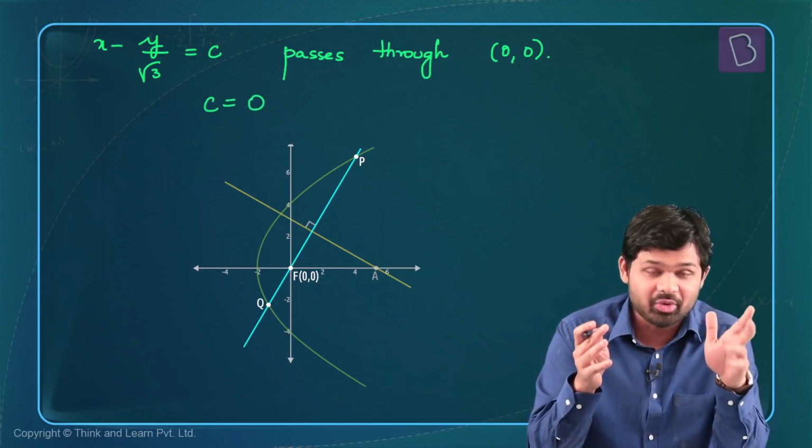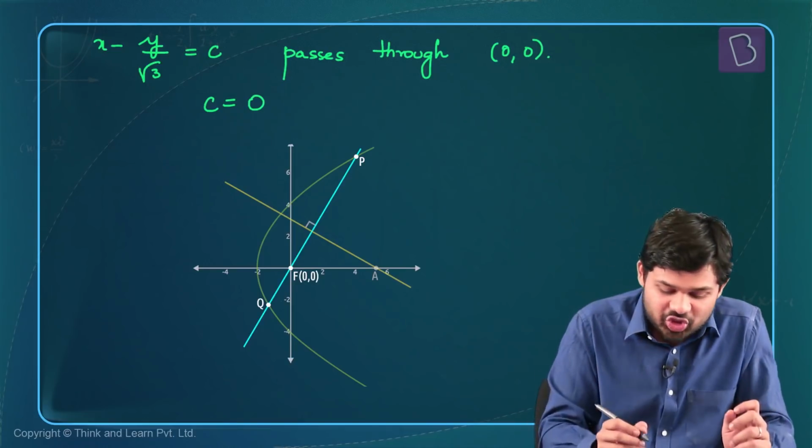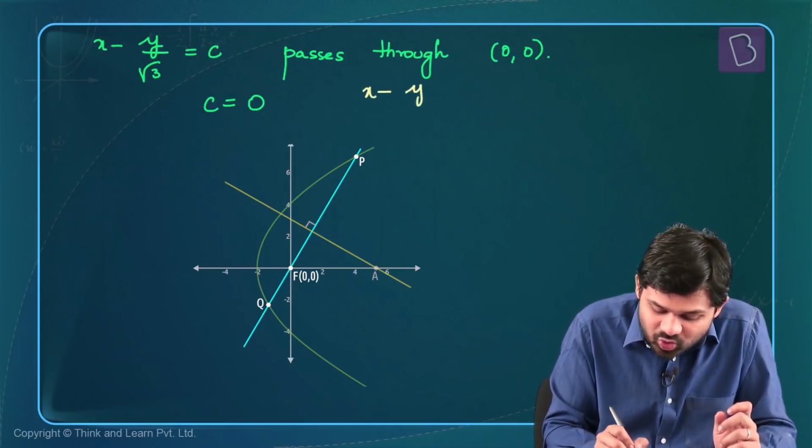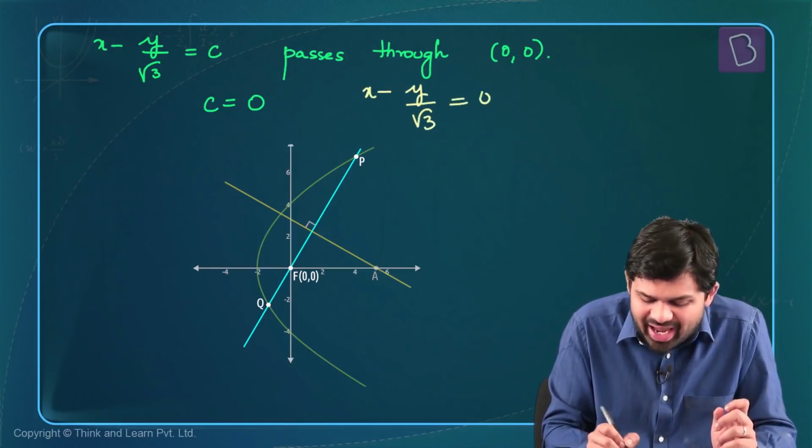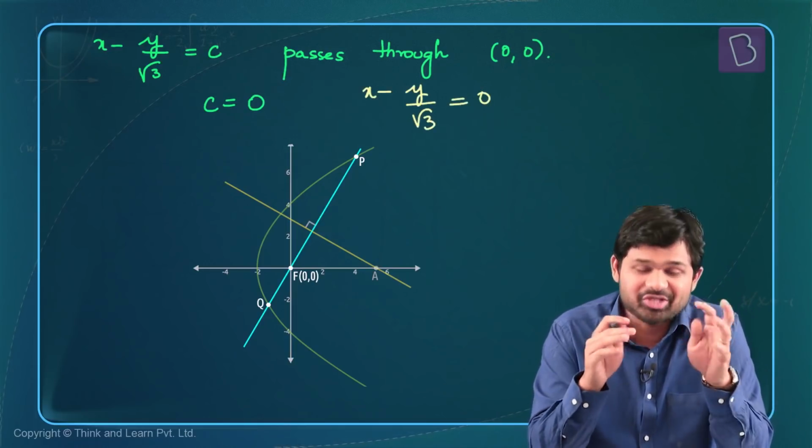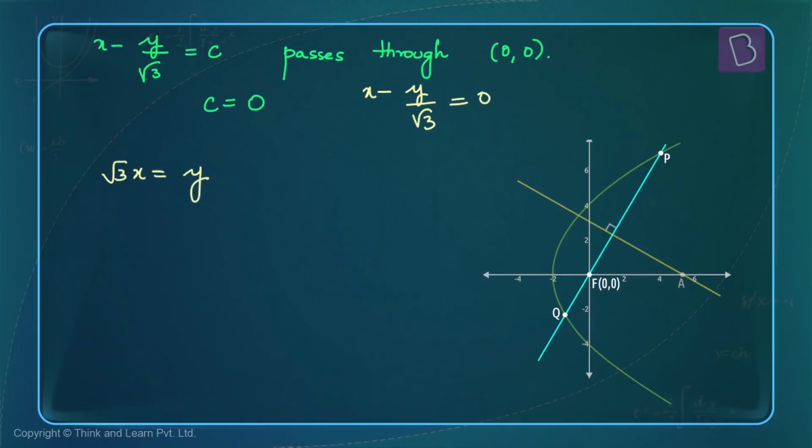We get the value of c equal to 0, which means my straight line is nothing but x minus y root 3 is 0. Again, I don't like a straight line in this way, so I'm going to rewrite that as root 3x equal to y. That's the straight line that I have.